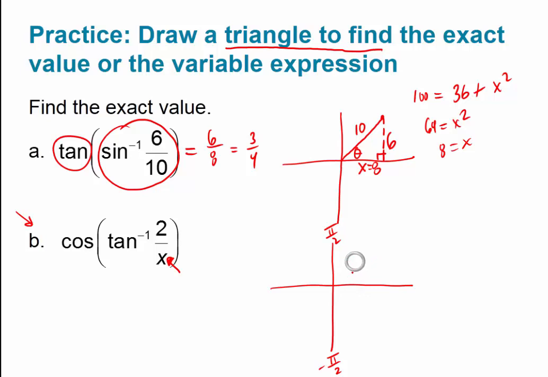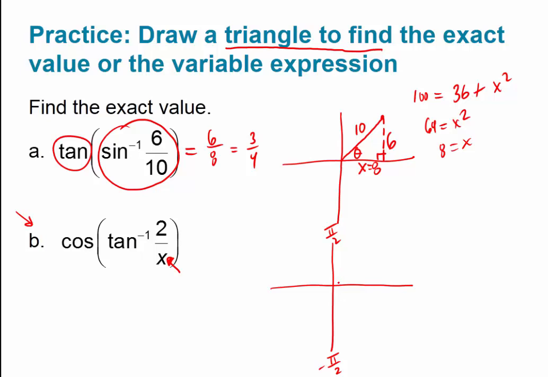So go ahead and draw your triangle up here in the first quadrant, and try to figure out how to represent this angle. Once we get that angle, we can take the cosine of that angle, and our answer here is just going to be a variable expression. So go ahead, pause your video player now and answer this question.